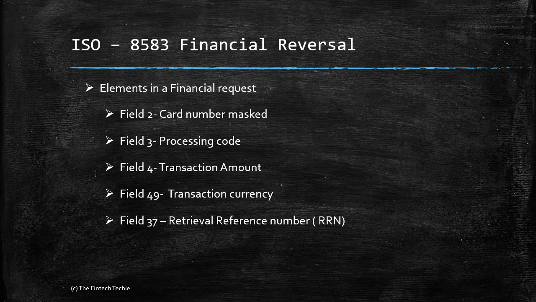So the elements in a financial reversal are exactly the same, except an additional field called field 90. Field 90 contains the original reference number of the original transaction. That helps the CBS identify the original request which needs to be reversed.